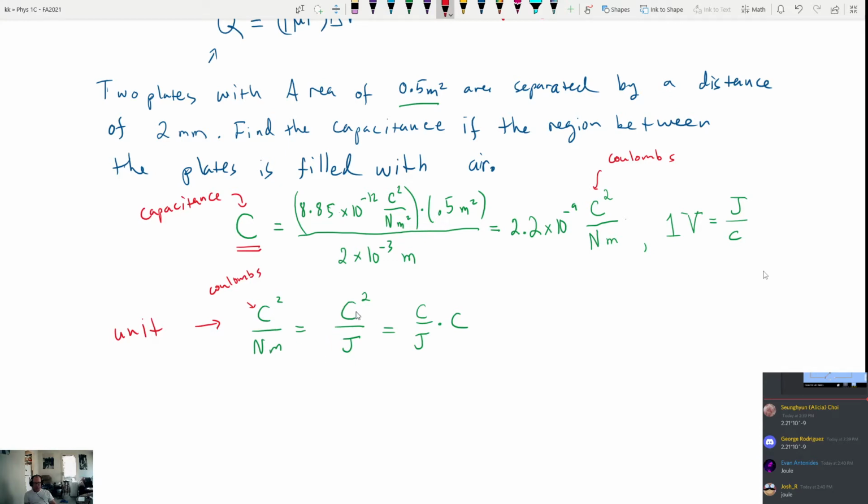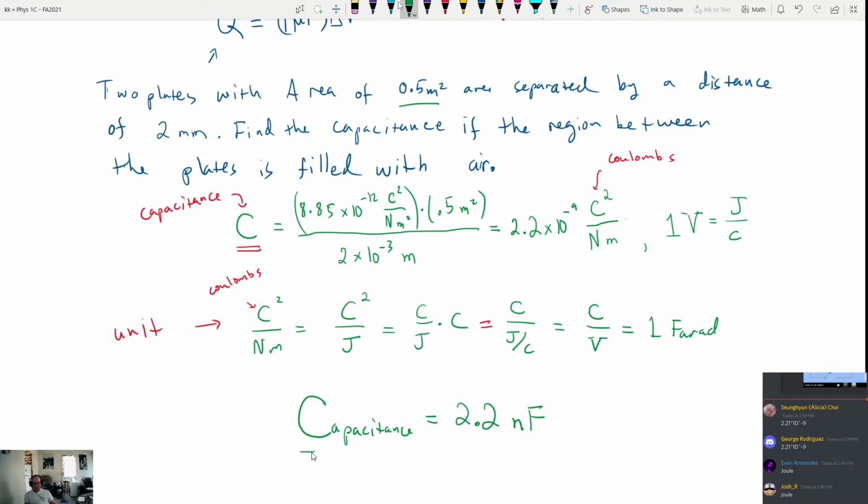So coulomb squared over Newton meter is coulomb squared over joule, which we can write as coulombs over joule times coulombs, which we could write as coulombs divided by joules per coulomb. That'd be the same thing, right? Which is to say this is coulombs divided by J over C, which is volts, and that is a farad. So our answer in this case is that the capacitance is equal to about 2.2, and because it's times 10 to the negative 9, the easiest way to write this is by using nanofarad. The symbol for farad is capital F.